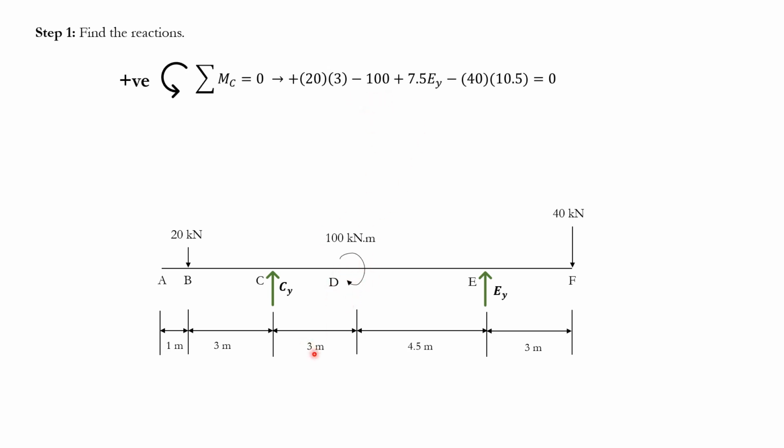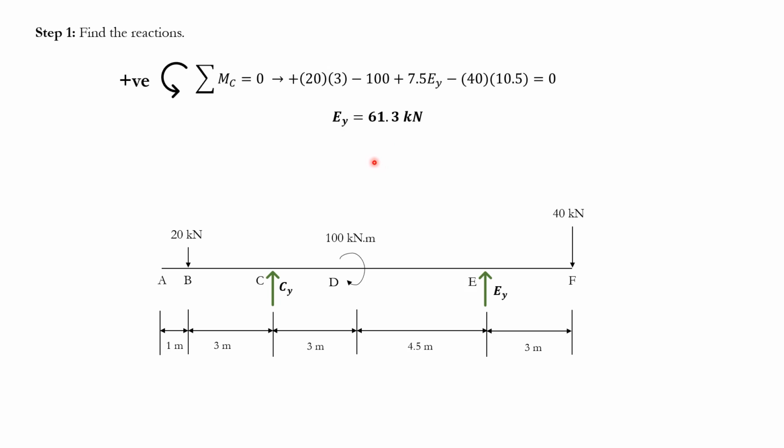Remember, it's not 100 times 3. This is just a moment, it's not a force. Then you move on, no force. Here I have another force, Ey, multiplied by this distance here, 7.5. Ey times 7.5 will be in the counterclockwise direction because it's turning this way. Then you have this 40 kilonewton force multiplied by 3 plus 4.5 plus 3, which is 10.5, and this creates a moment in the clockwise direction, as you can imagine. From here, you isolate for Ey, and you find that Ey is 61.3 kilonewtons.